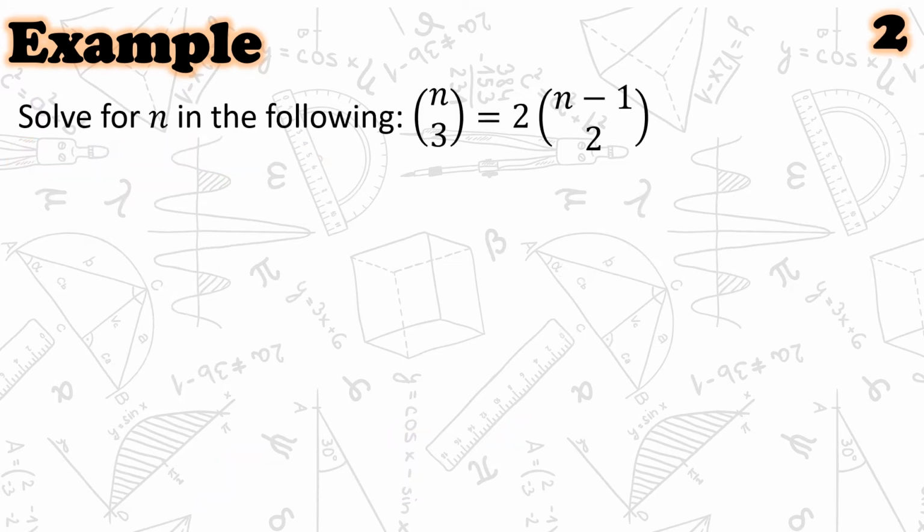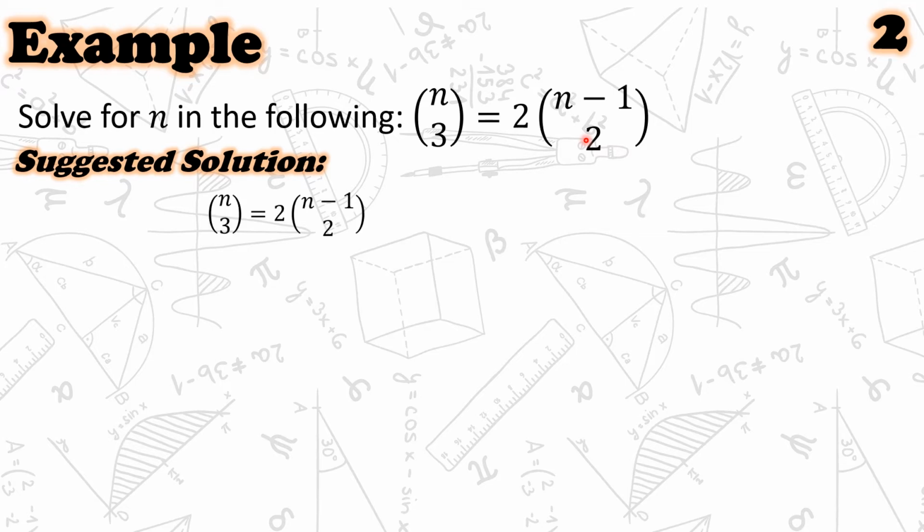Example number 2. Solve for n in the following: n choose 3 is equal to 2 times n minus 1 choose 2. Here is our suggested solution. Using the formula, for n choose 3, we have n factorial over n minus 3 factorial times 3 factorial, since r is equal to 3. While on the right hand side, we have 2 times n minus 1 factorial over n minus 1 minus 2 factorial, and that is n minus 3 factorial times 2 factorial.